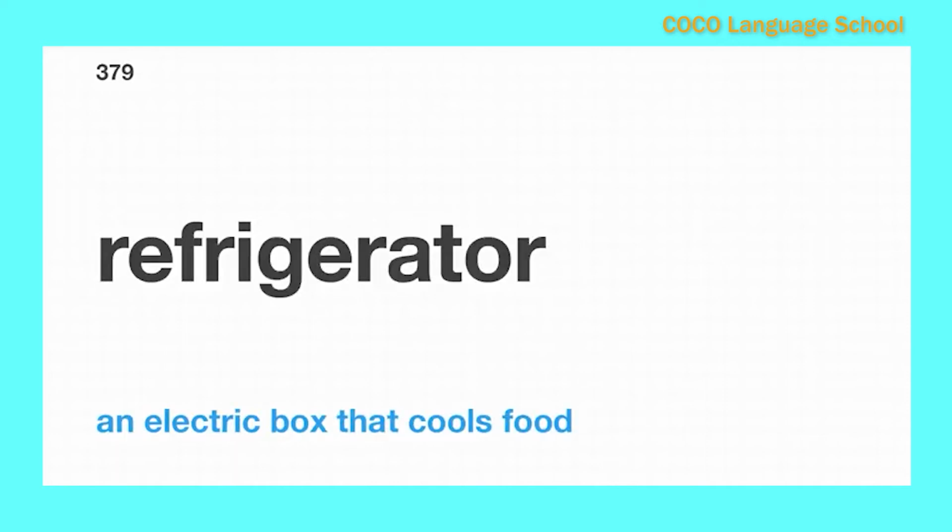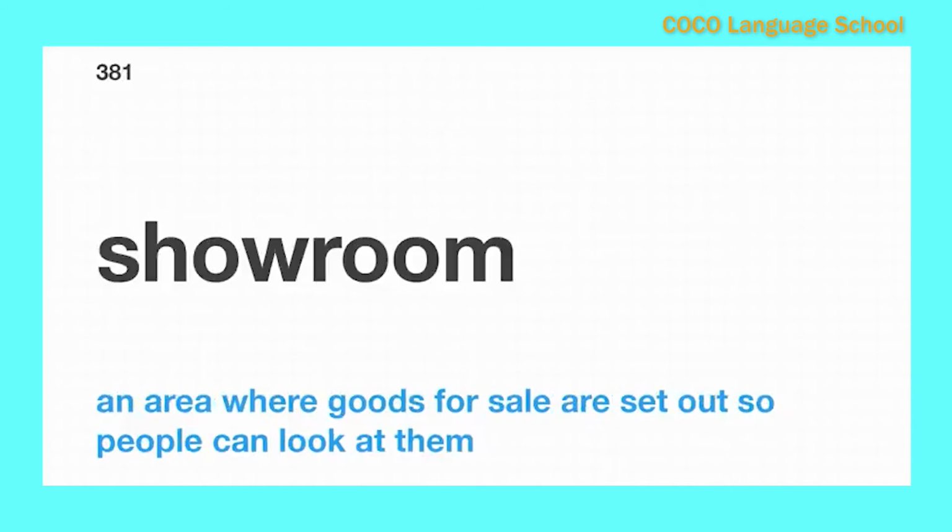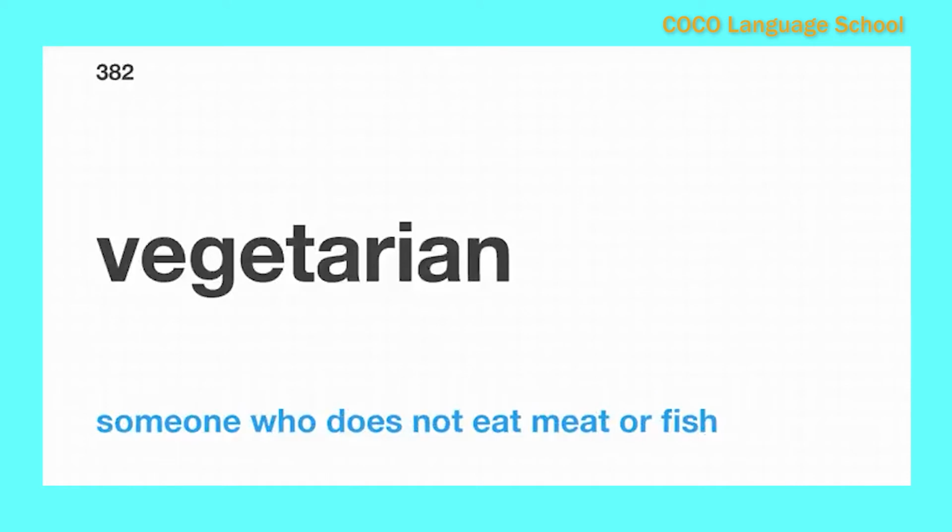An electric box that cools food. Refrigerator. Give back the money for an expense that has been paid out. Reimburse. An area where goods for sale are set out so people can look at them. Showroom. Someone who does not eat meat or fish. Vegetarian.